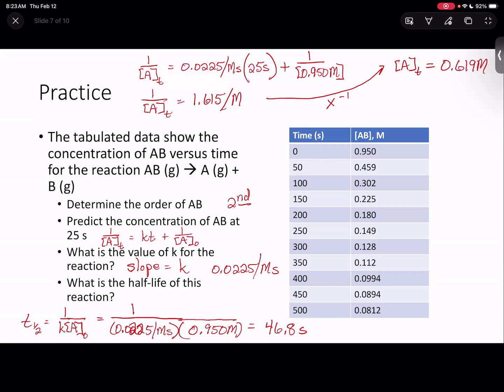And from that, that is where I came up with this equation, and the fact that the slope was equal to K. I knew those because those are all associated with second order. Questions?